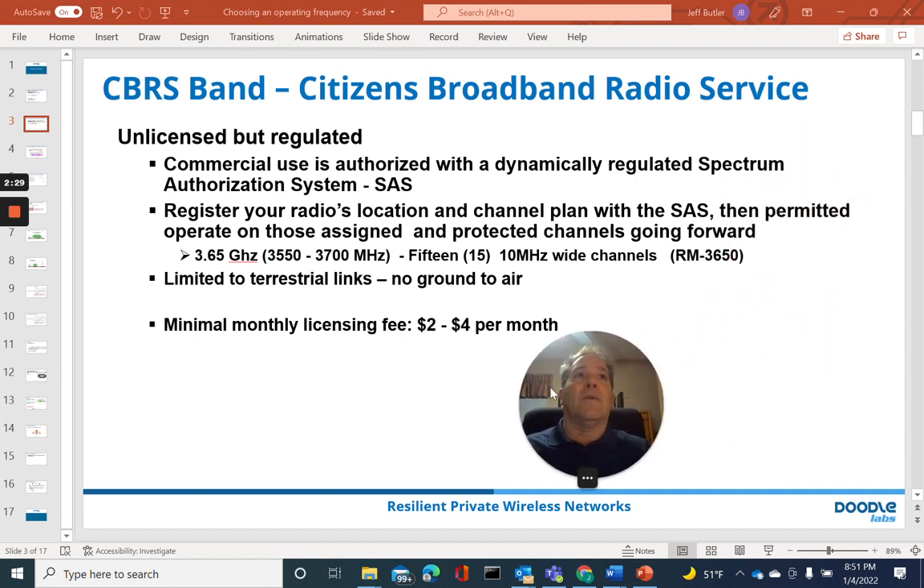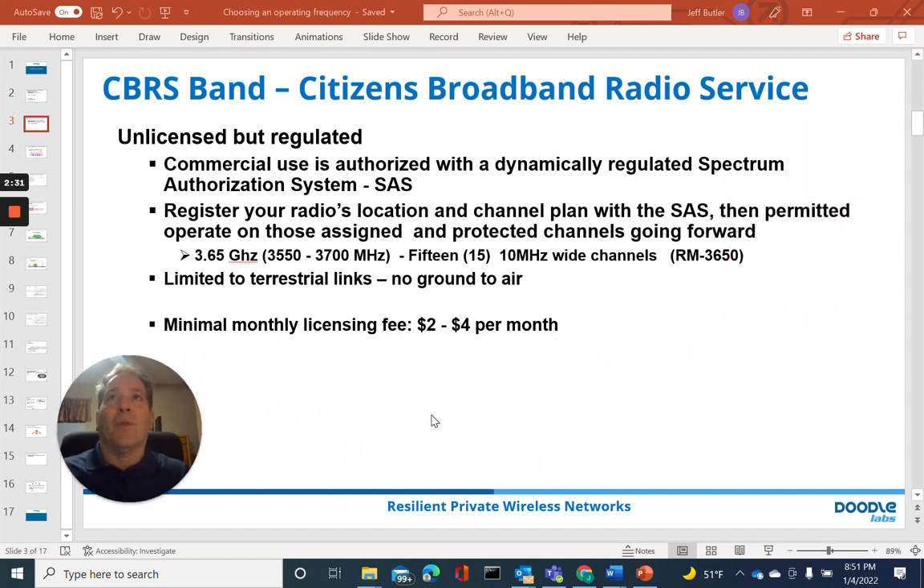There is an additional band, which is kind of a hybrid. It's the CBRS band, the Citizens Broadband Radio Service band. It's unlicensed, but it is regulated. It's kind of a hybrid between a licensed and unlicensed band. It's allowed for commercial use.